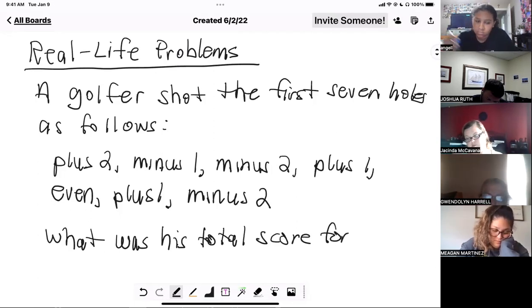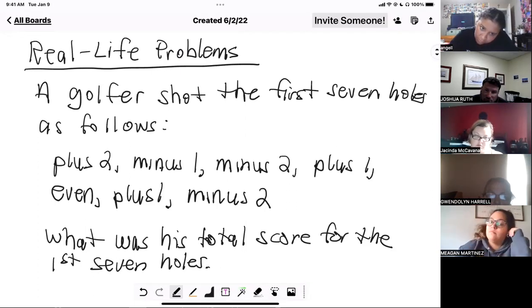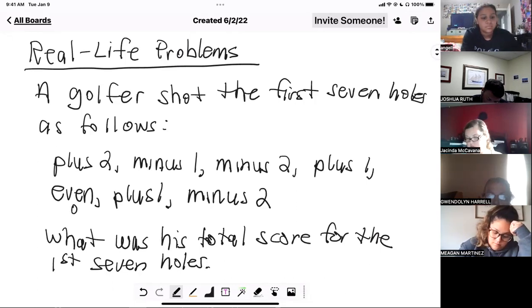For the first 7 holes. Well, what does even mean? Okay, I know you're gonna ask that. Okay, even means 0. It means that he shot par, basically, if you know golf. So that means he didn't get a plus or minus anything, it's just 0. So think of even as 0.